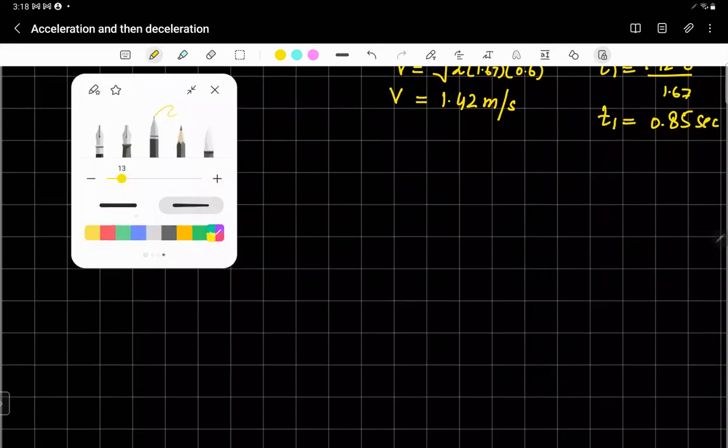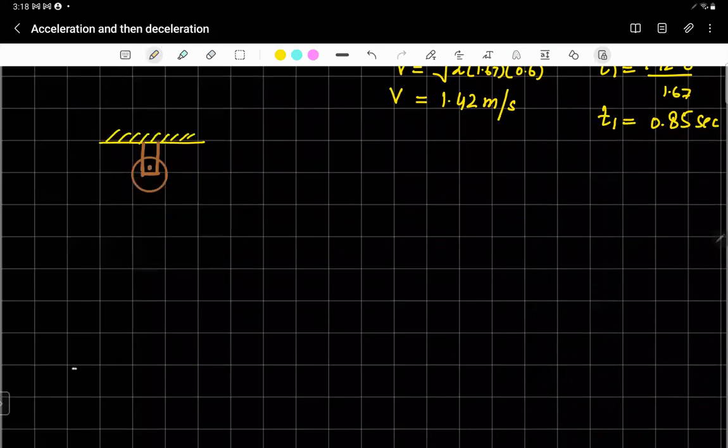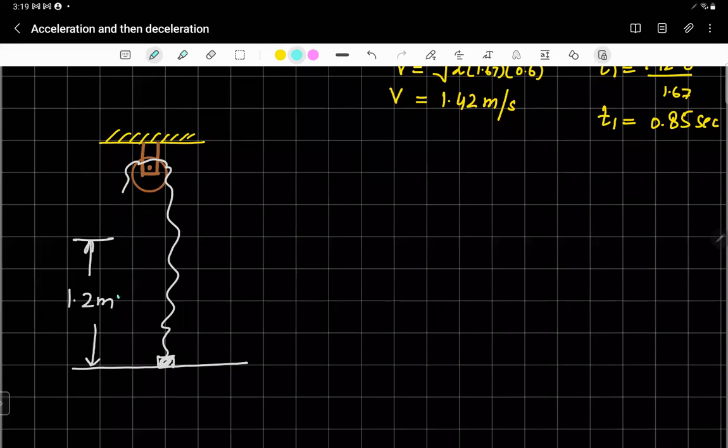When P touches the ground, the tension becomes 0. Q was at a height of 1.2 meter. It was already at a height of 0.6 meter and it went up another 0.6 meter. So now its height is 1.2 meter. It doesn't come to rest instantly. In stage 1, its velocity was increasing like this. And in stage 2, its velocity will start decreasing, coming to rest at the topmost point.